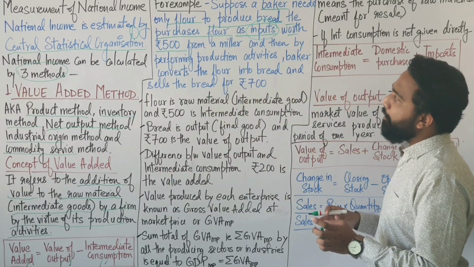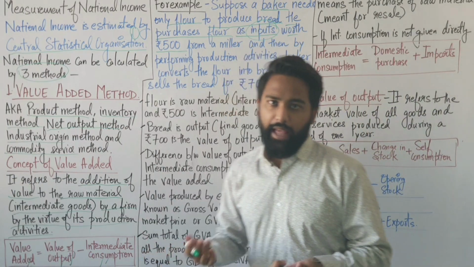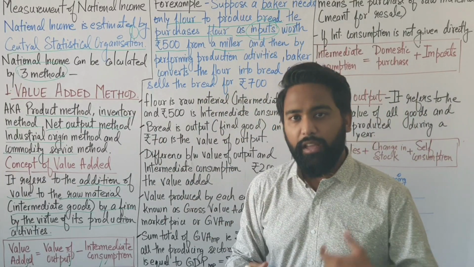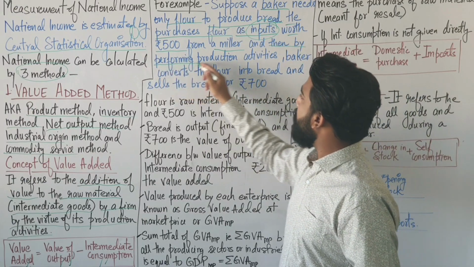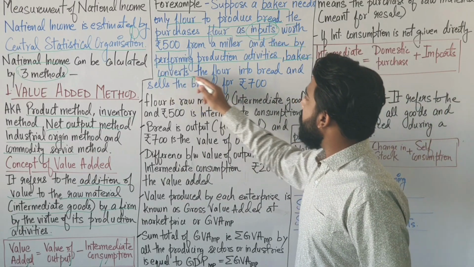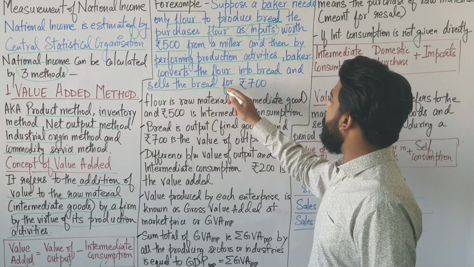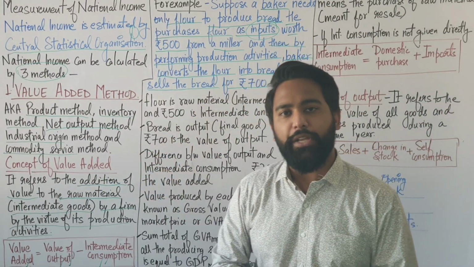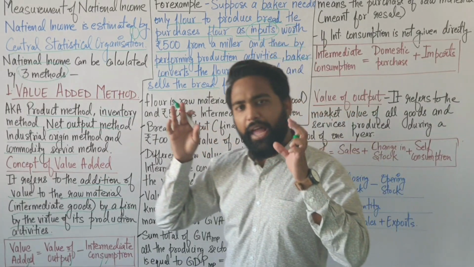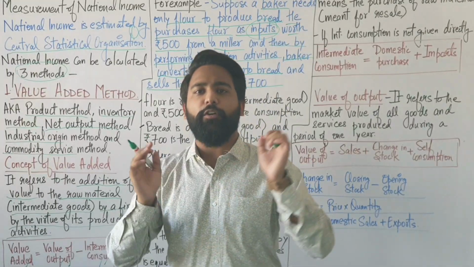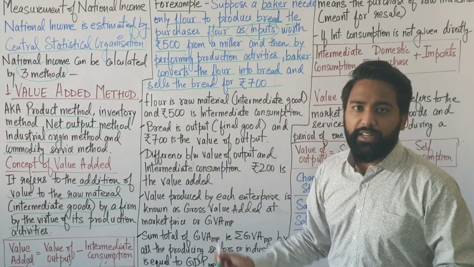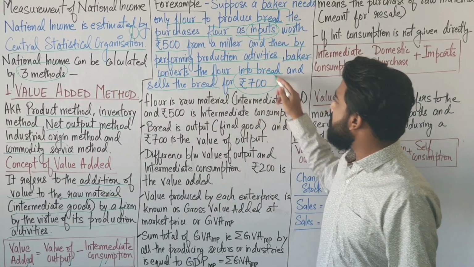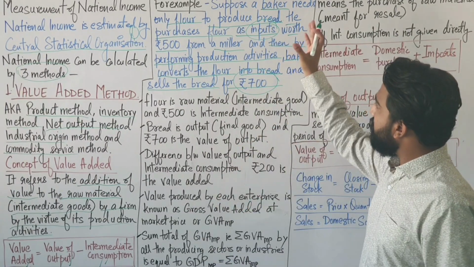So the baker has purchased flour as raw material, as input, for rupees 500 from a miller, from someone who makes the flour. And then by performing production activities, the baker converts the flour into bread and sells the bread for rupees 700. After purchasing the flour from the miller at 500 rupees, the baker, by virtue of his production activities, converts that flour into bread, and that bread is being sold for rupees 700. Now let's understand things one by one.